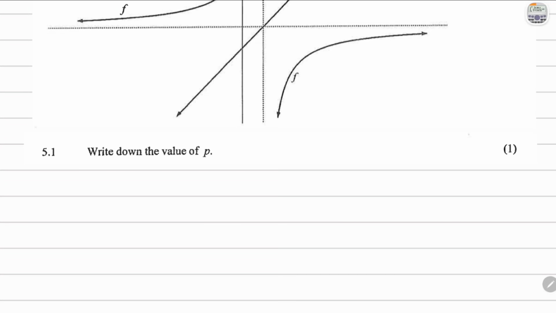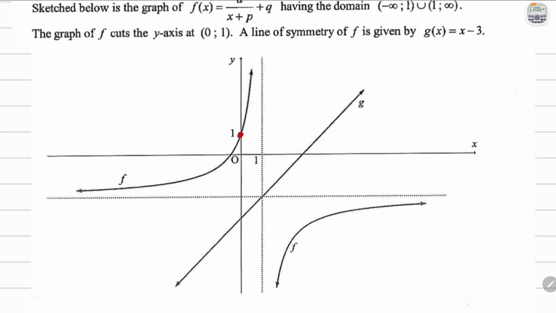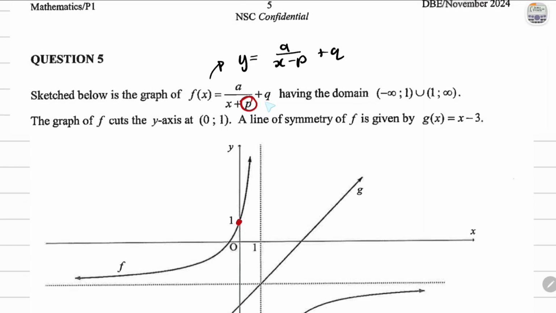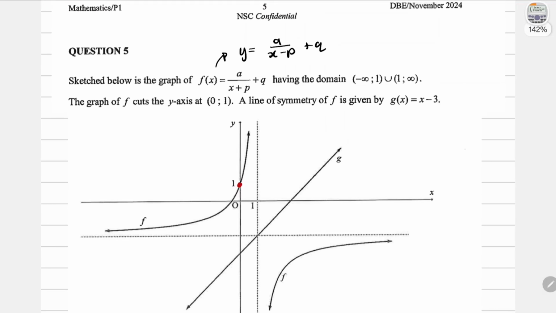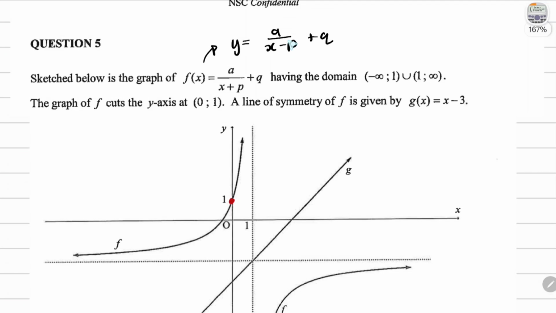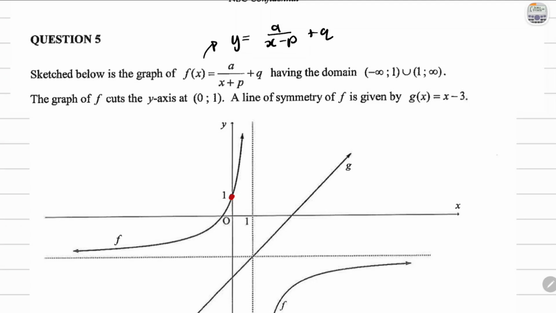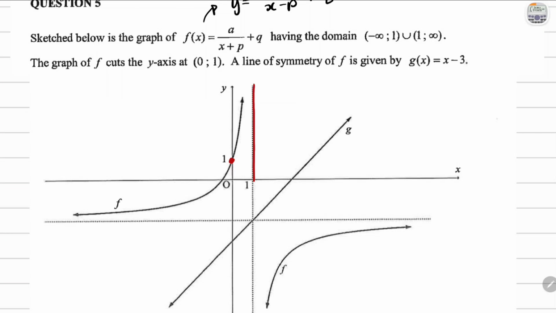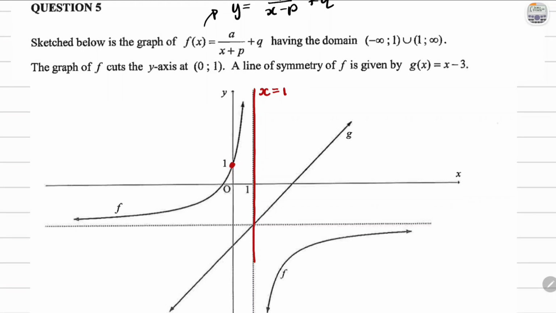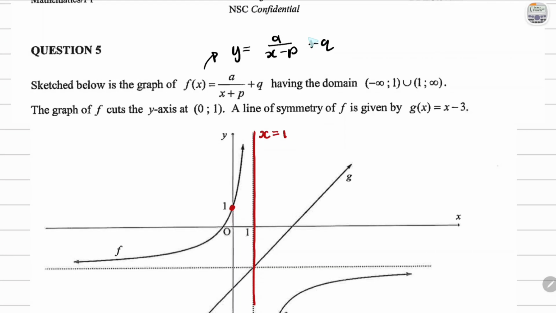Okay, the first question is to write down the value of p. Where is p? Okay, so p is this value. This is where you really need to think about that. Remember, the original function is supposed to look like that, where you have x minus p. You know that the vertical asymptote is what we call p. So if that is x is equal to positive 1, when you have it in the function, what is that supposed to look like? It's supposed to be a over x minus 1.